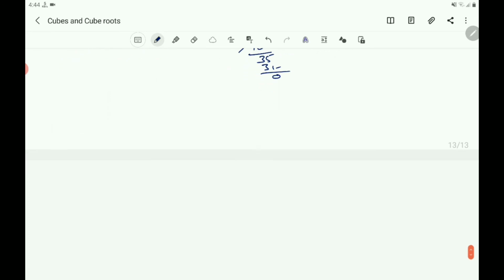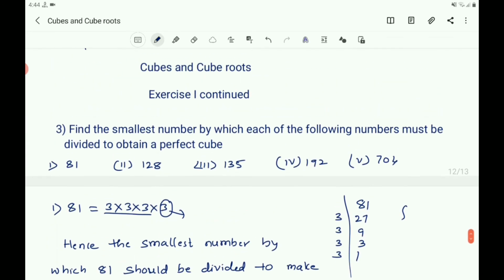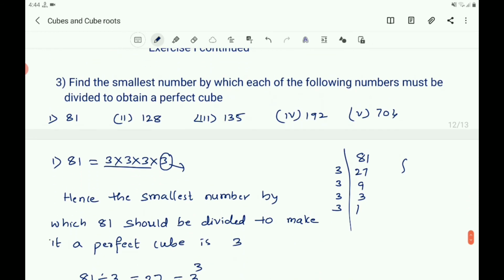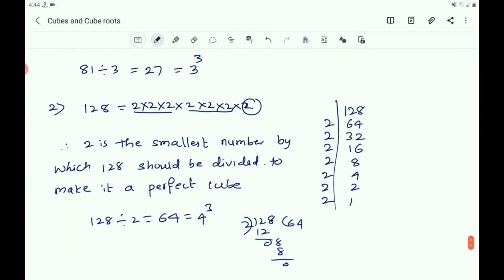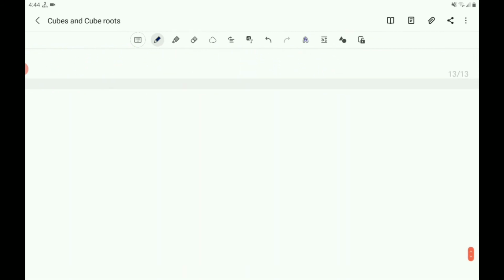Then you take the next number. What is that next number? That is 192. 192 is the next number. That is the fourth one.